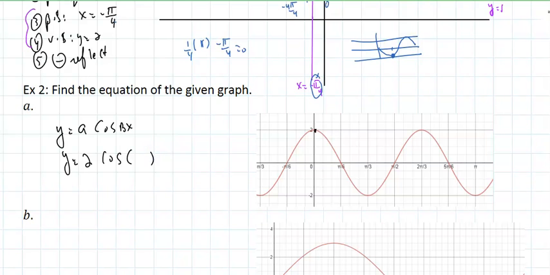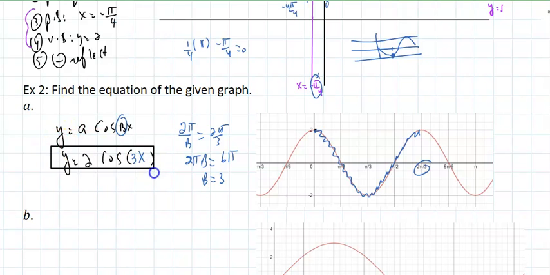The full cycle to this graph is 2 pi over 3. So I know if we take 2 pi divided by b, we'll get the period, which is 2 pi over 3. If I cross multiply, 2 pi b equals 6 pi, divide by 2 pi both sides, and that's a 3. So that's my answer. That is the equation for such a graph.